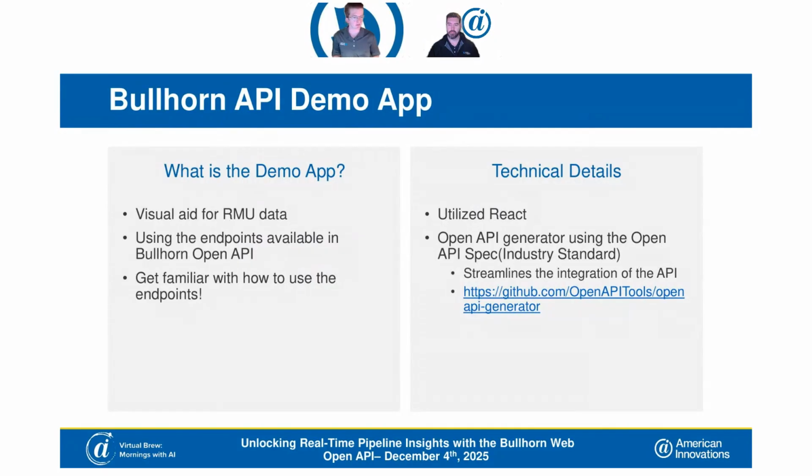So I've talked about setting up the API. I've talked about how it works, what it does. Now we're going to actually see it in action. So here I'm going to be utilizing a demo app that we have made at American Innovations, mainly just to help be a visual aid for displaying the capabilities that you have as a user with the API for Bullhorn Web. This also helps technical folks and non-technical folks, maybe like myself, get more hands-on with how to use these endpoints, what the data actually looks like, and how I can then tailor it to what I want in my actual production database or production dashboard.